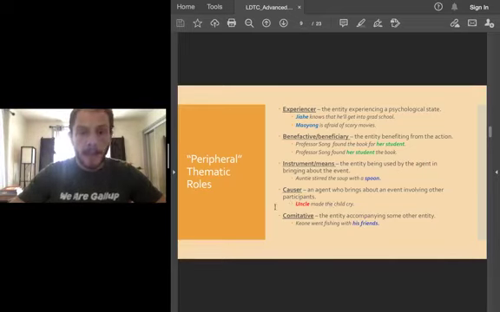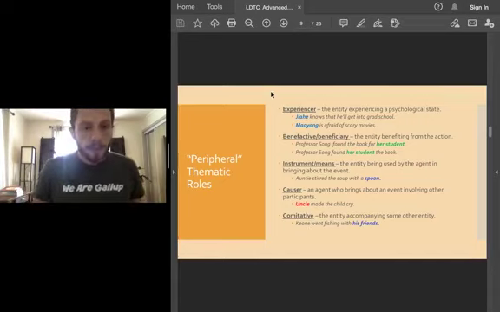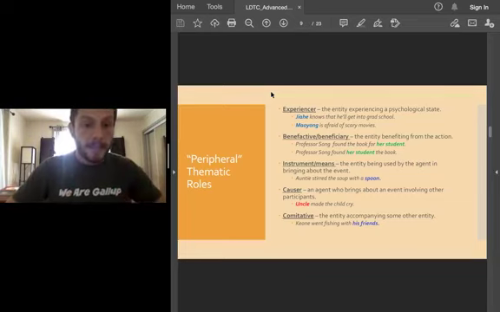And then lastly, we have comitatives, accompanying some other entity, typically the agent. So for example, Keone went fishing with his friends. His friends are the comitative roles here. They are doing it with the agent, Keone. Now it's worth pointing out that thematic roles, because they are semantically defined, necessarily constitute a bit of a continuum.